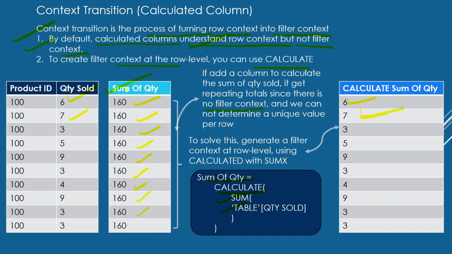In the sum of the quantity sold, what it is doing is aggregating all the quantity sold, and it puts the same value on each row, because it does not know the filter context. Here row context is visible. To convert the row context to the filter context, we need to use the CALCULATE function.